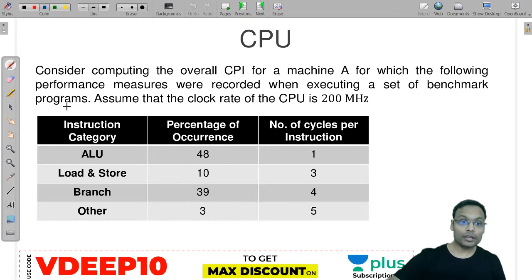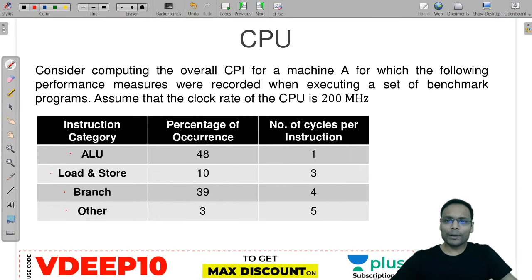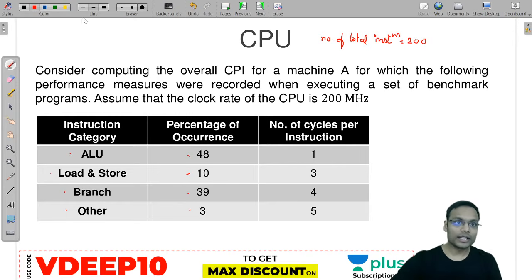Okay, now see, suppose these are the different instruction categories: an instruction which is ALU operation, an instruction which is load and store type, an instruction which is branch type, and other category. Suppose in a particular program you had 48% instructions of ALU type, 10% of load store type, 39% of branch type, and the remaining 3% of other type. Let's assume the total number of instructions is equal to 200. 200 total instructions are there.